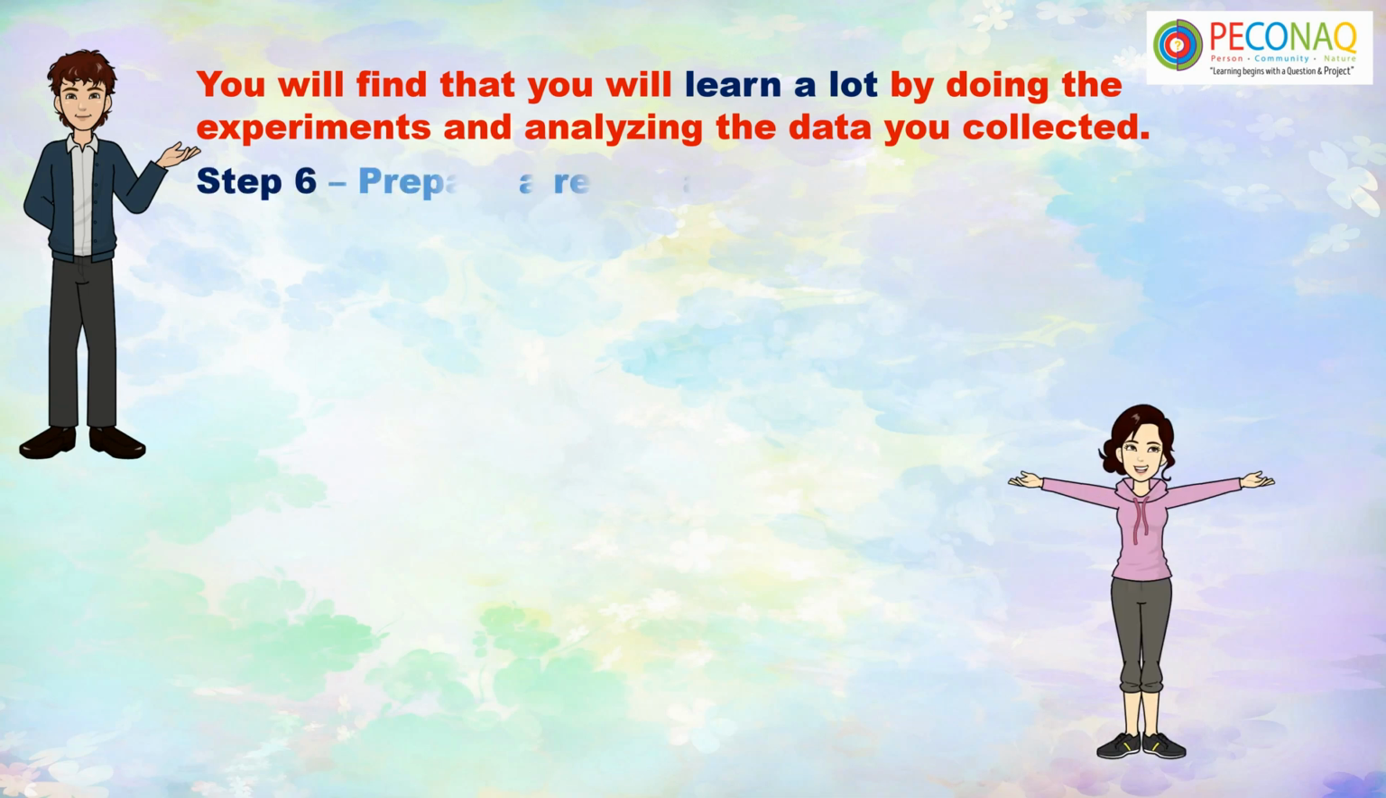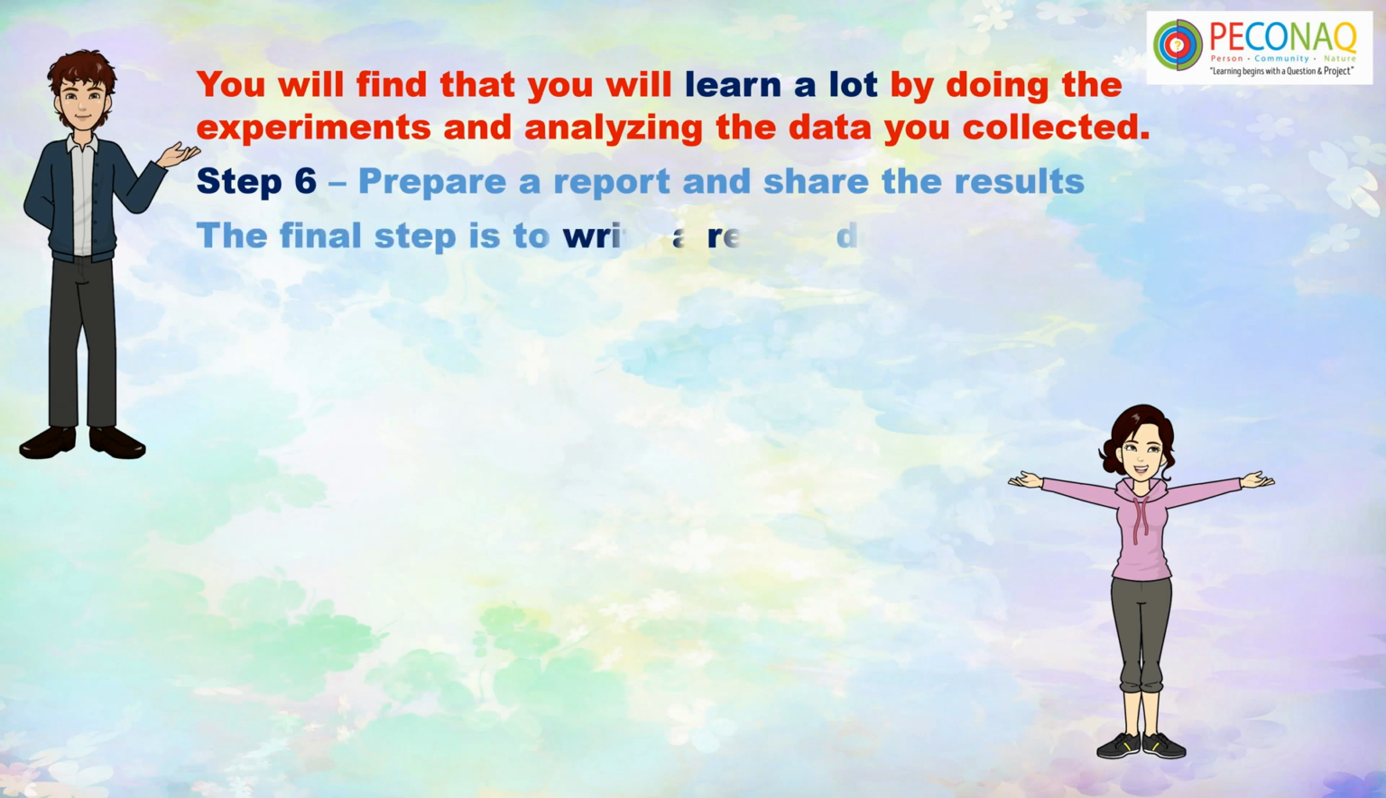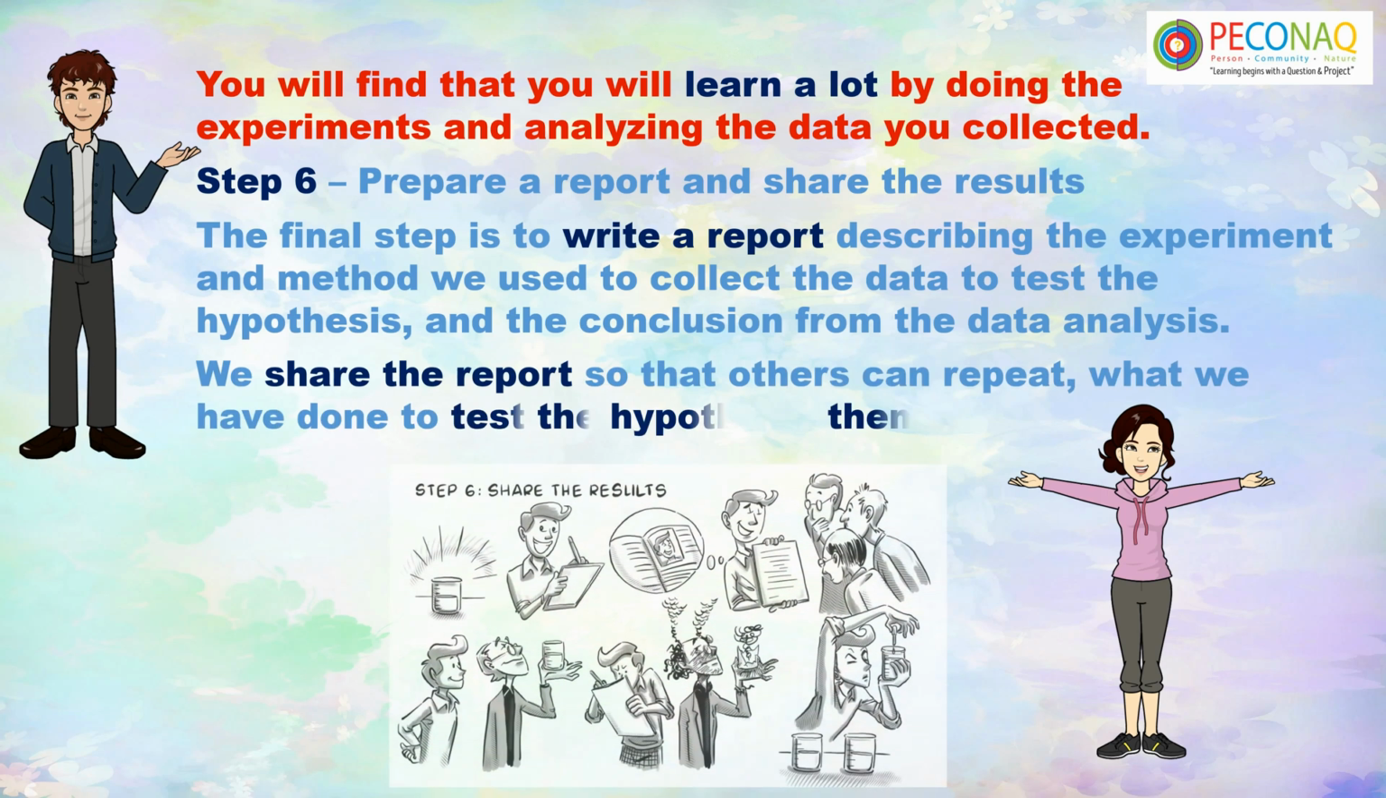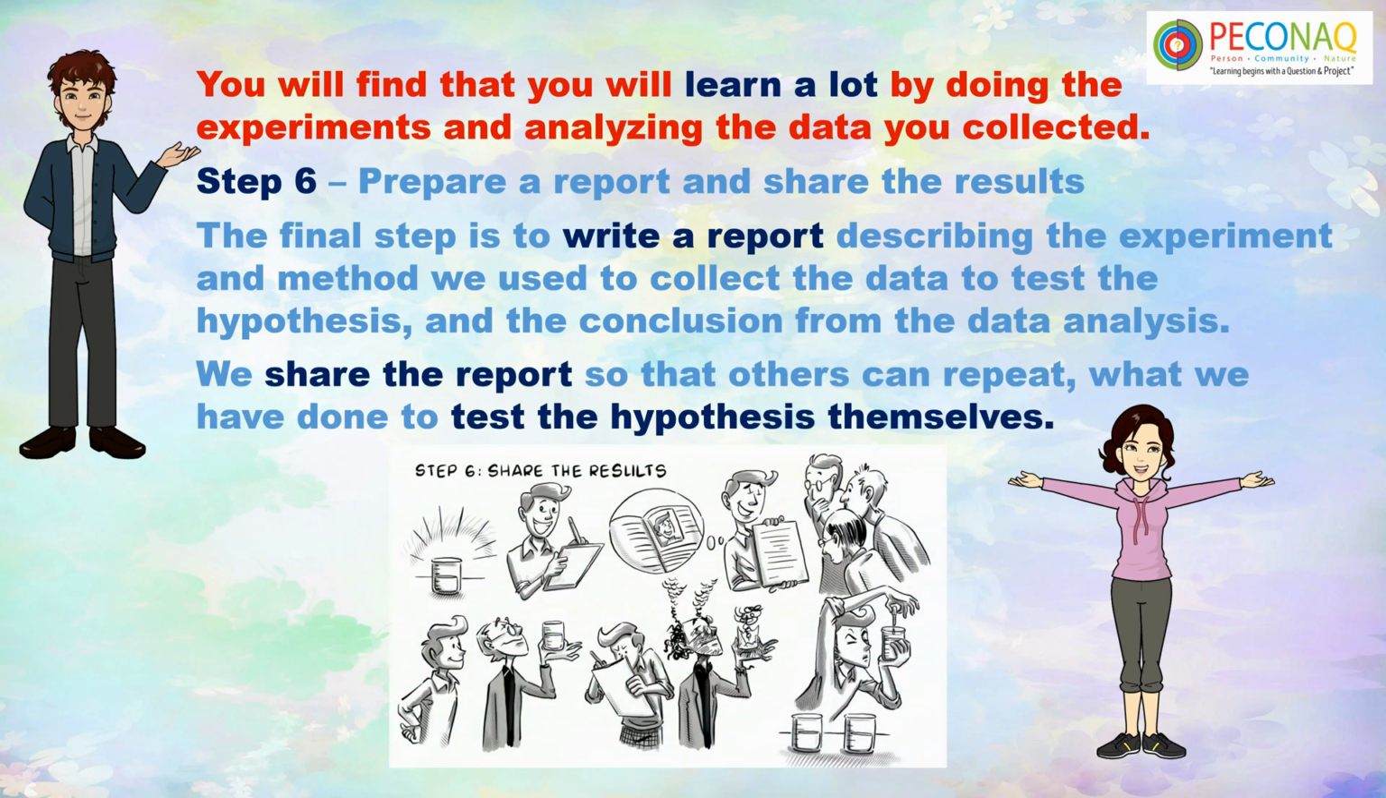Step 6. Prepare a report and share the results. The final step is to write a report describing the experiment and method we used to collect the data to test the hypothesis, and the conclusion from the data analysis. We share the report so that others can repeat what we have done to test the hypothesis themselves.